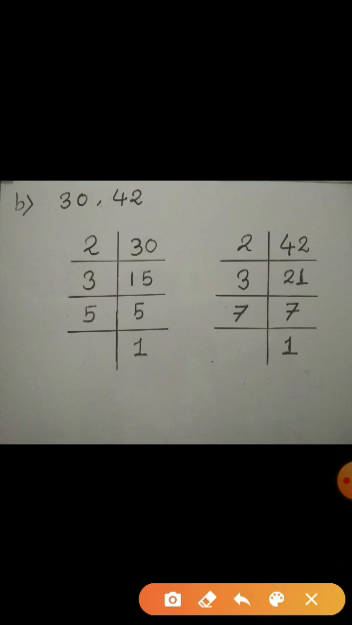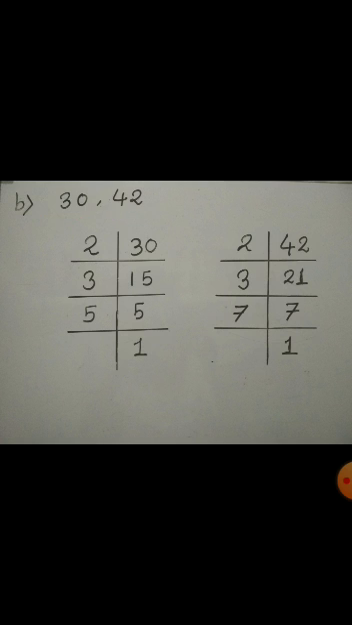Now let's take one more example. In the second example, we have to find out the HCF of 30 and 42. Here again we are going to use the division method. So first we have to find out the prime factors of 30 and 42 individually.